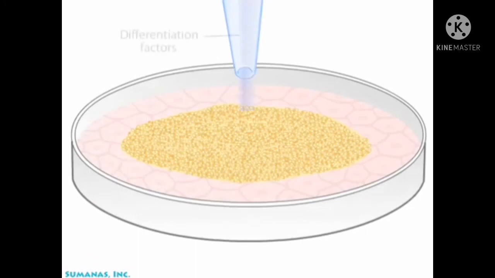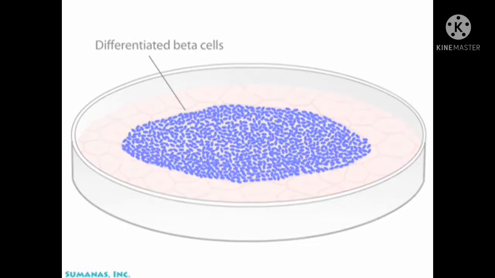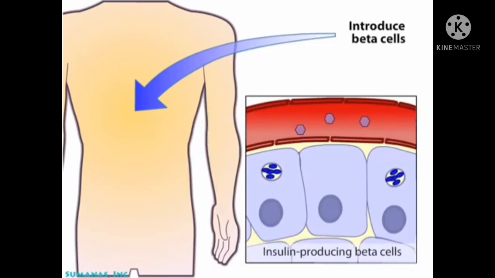For diabetics, the hope is that embryonic stem cells can be coaxed into differentiating into functional beta cells or into entire islets of Langerhans. These beta cells or islets would then be introduced into people with type 1 diabetes to restore their ability to produce insulin. Although many hurdles must be overcome before a cure is possible, a plentiful supply of functioning beta cells would be a boon for people with type 1 diabetes.